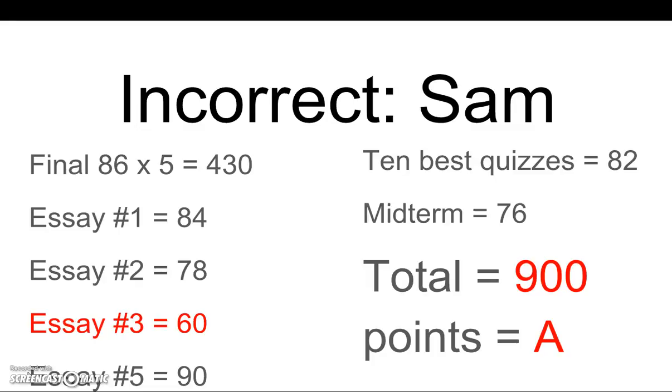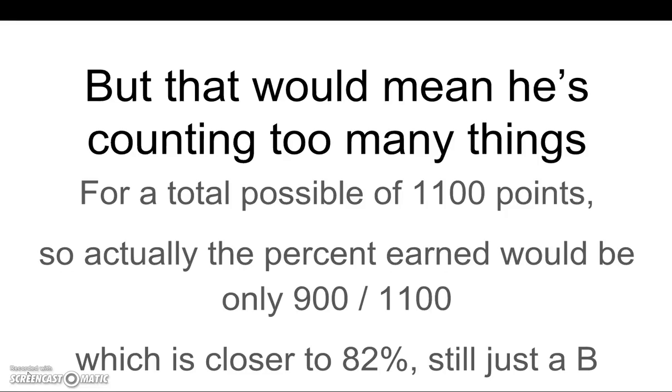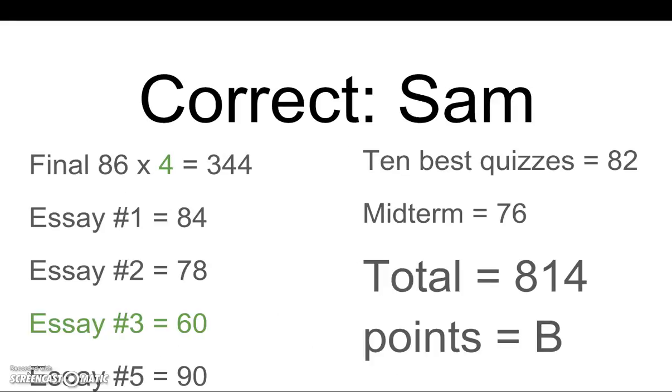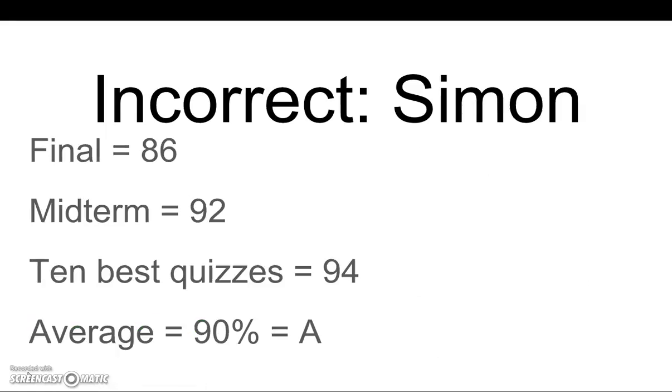No, Sam, you don't get an A. The problem is now you're counting too many things. You've made the total possible number of points 1,100 and not 1,000. So actually the percent earned would only be 900 over 1,100, which is closer to 82%, which is still just a B. Sam, if you really want to count that essay number 3 for 60 points, we're going to have to count something else less, like maybe we'll count your final exam for only 40% of your grade. So that would still get you only a B.